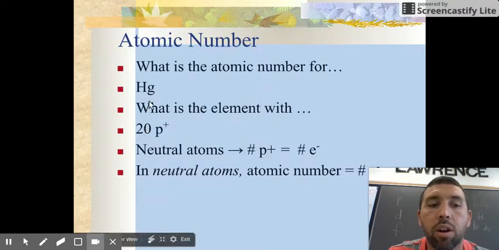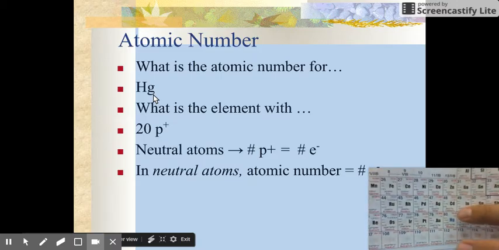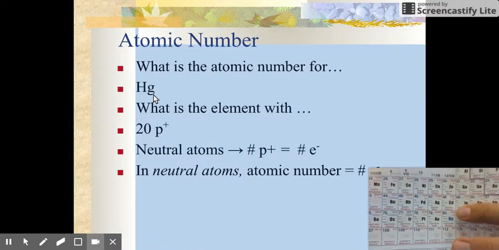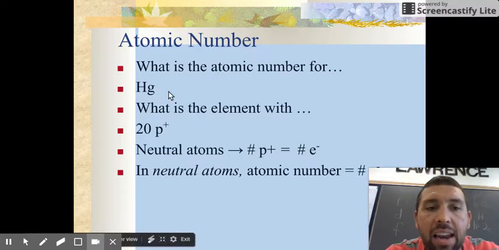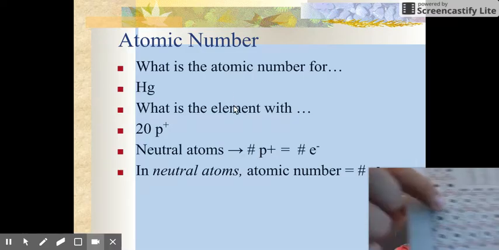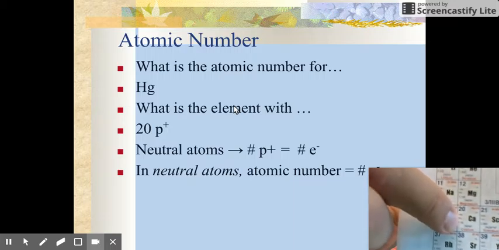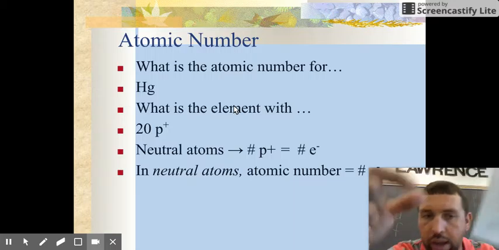All right, we see mercury, look at my periodic table, Hg has an atomic number of 80, which tells me he has 80 protons. Then we look and see what element has 20 protons. Well, I go over and I count, and I see my calcium has 20 protons, atomic number of 20.